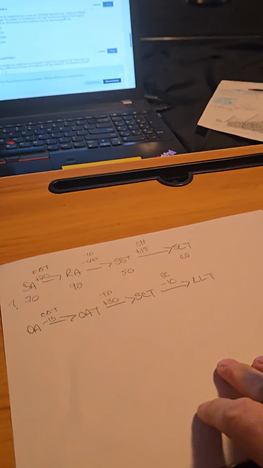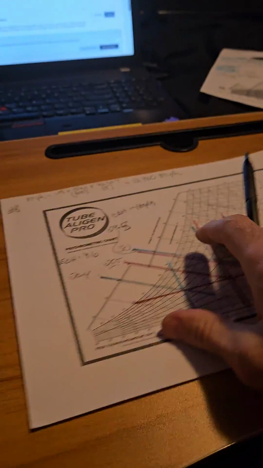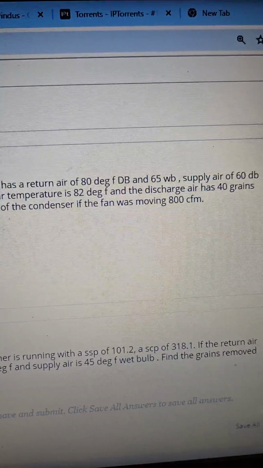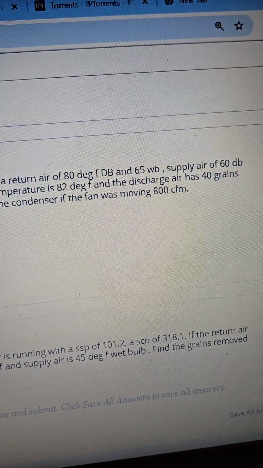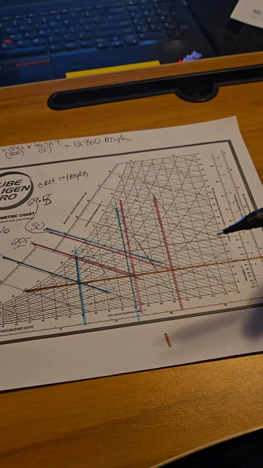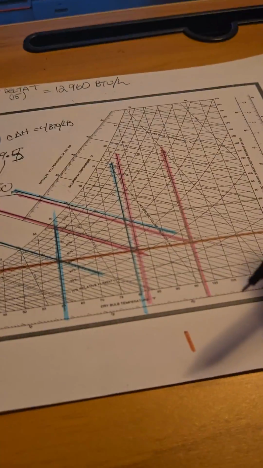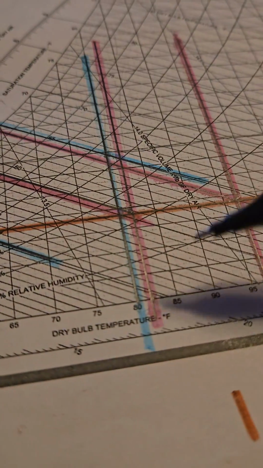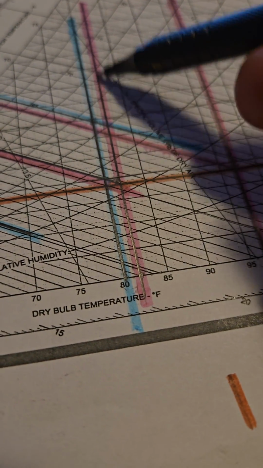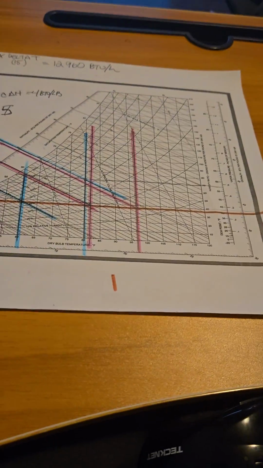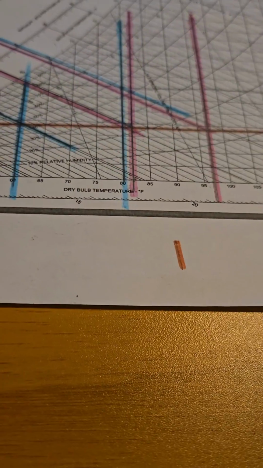Okay, so what do we know? We know in this question our outside ambient temperature is 82 degrees, and the discharge air has 40 grains. So we're going to plot. I plotted everything, but I'm not going to go through it. Again, if you need something specific, just message me and I'll walk you through it. So 82 is this discharge line, right? And then 40 grains goes all the way across.